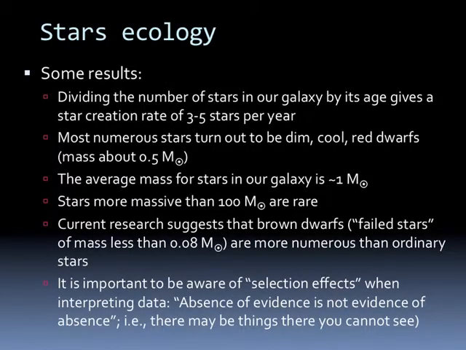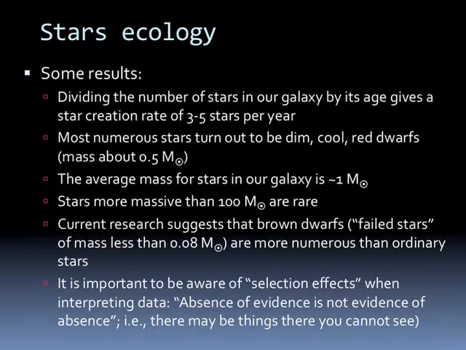So we get some results from our galaxy. Dividing the number of stars in our galaxy by its age gives a star creation rate of about 3 to 5 stars per year. The most numerous stars tend to be dim, cool red dwarfs, about a half solar mass. The average mass for stars in our galaxy is about 1 solar mass. Stars more massive than 100 solar masses are rare.